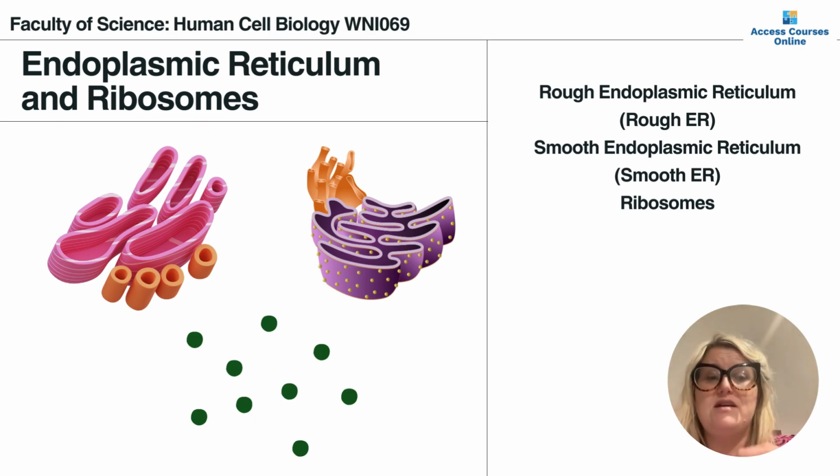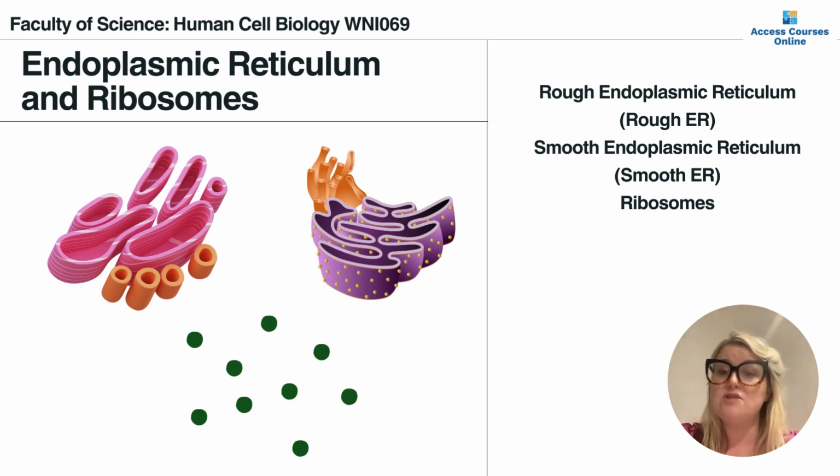So the rough ER is covered with ribosomes, and that's what gives it that bumpy appearance, hence the name. And it can be viewed under a microscope. The ribosomes are the cell's protein factories. So they synthesize the proteins, and the rough ER provides a site for these proteins to be folded and processed. And once the proteins are properly assembled, the rough ER packages them into little vessels and sends them to the Golgi apparatus. And then that's directly sent to their final destination within the cell.